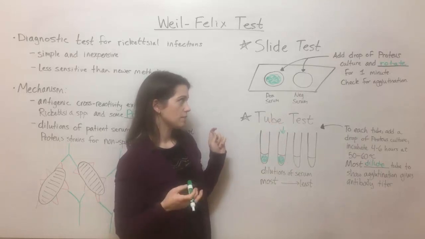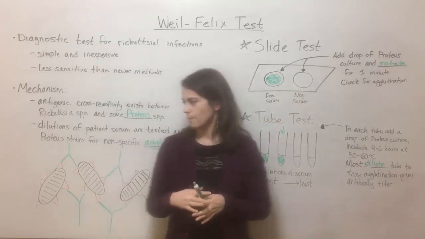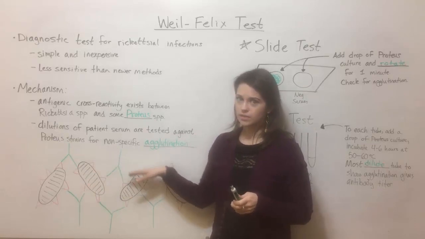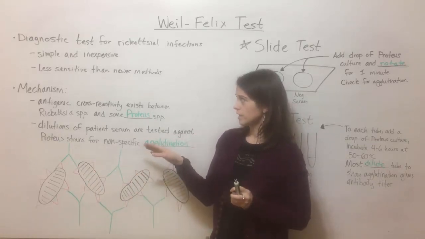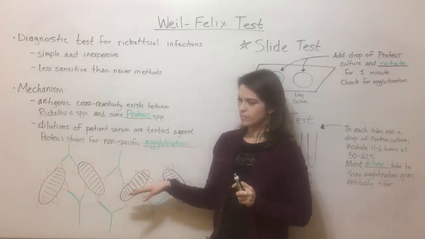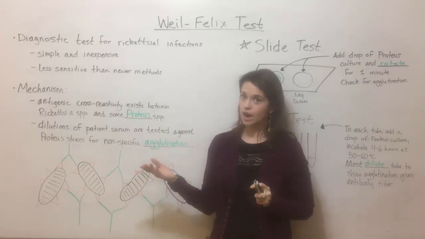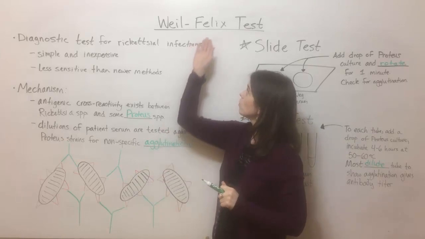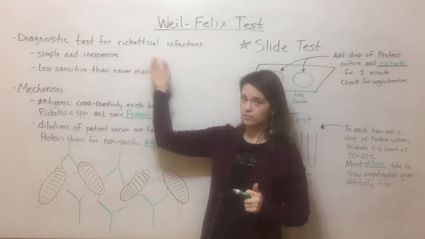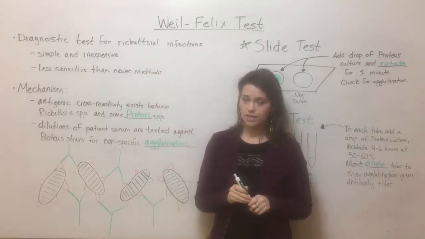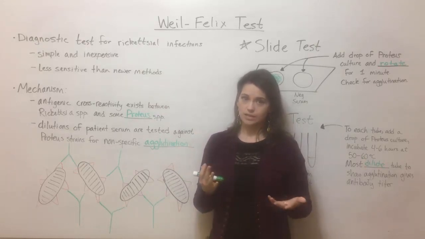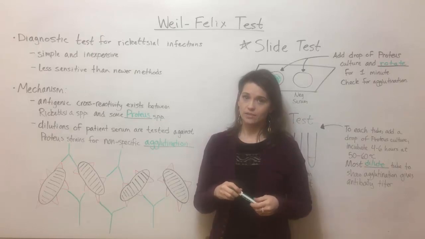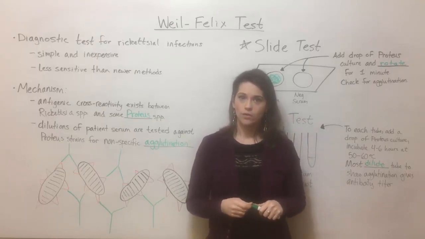If you're interested in learning more about how antibodies work, then you can check out my video on antibody structure and function. If you're interested in how these antibodies can be used to test for other kinds of infections, the Weil-Felix test is looking at rickettsial infections, but I've got another video on the Sabin-Feldman dye test, which looks at antibodies and uses them to determine if a person has a toxoplasma infection. So you can check out that video if you're interested in that.